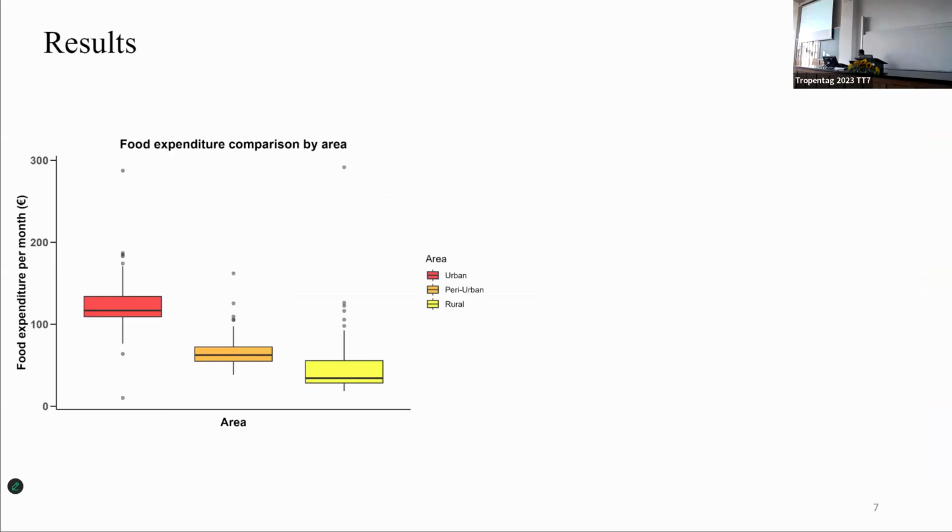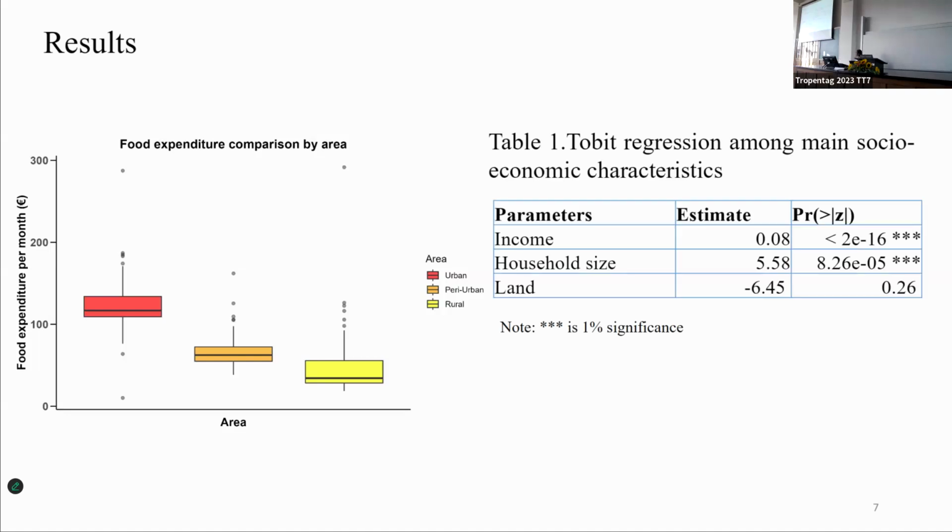So let's dive into some numbers, data and figures. If we compare the food expenditure by area, urban in the red plot says that they are spending more because they are completely market dependent. The box plot result says that they're spending on average 116 euros per month per household, whereas rural is the least. Peri-urban, being between urban and rural, has an average of 66 euros per month per household.